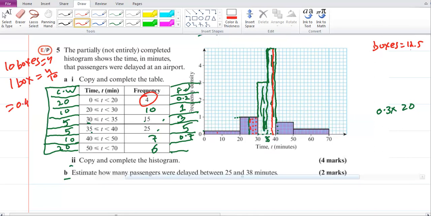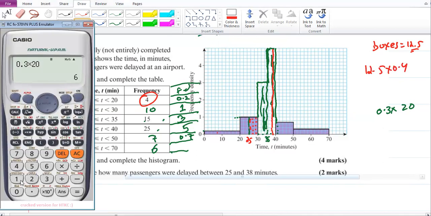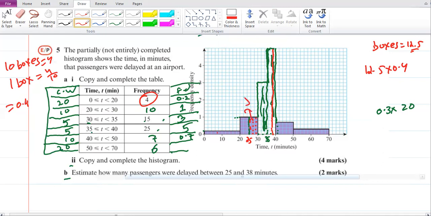So if we have 12.5 boxes, what number will it represent? If we are taking from this 25 to 30, that will represent 12.5 times 0.4. If I multiply 12.5 with 0.4, I will get 5. It means the frequency in this part is 5. Okay, I'll just write 5 here so you don't forget. 5 is for this one because we are calculating the number of passengers. From 25 till 30, the number of passengers is 5.